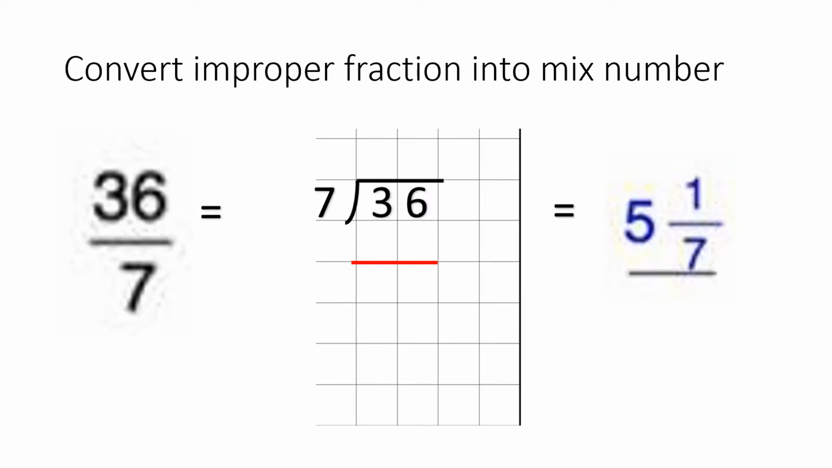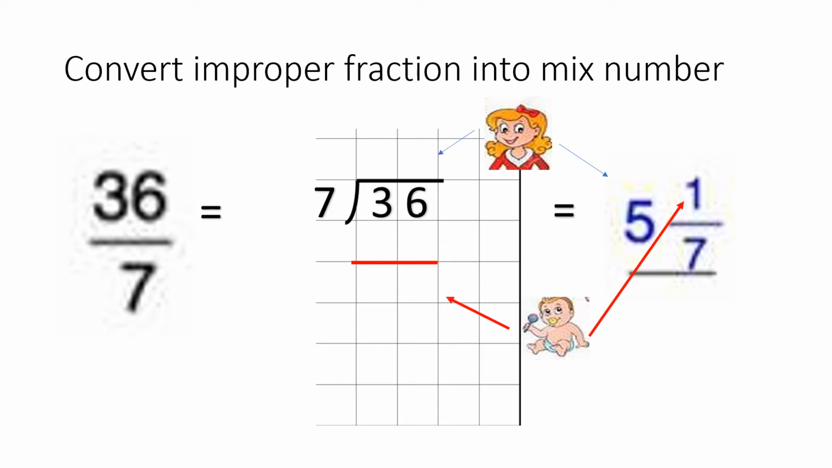Now let's try another question. We have 36/7. Means 36 is the dividend. 7 is the divisor. Now how do we get 5 1/7? Remember, whole number is always the mummy, which is the answer on top. Now numerator is always the son, which is the remainder. Now the divisor remains unchanged. That is the denominator.